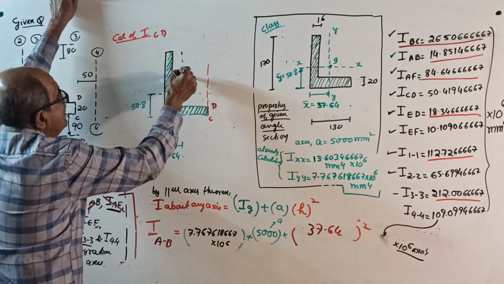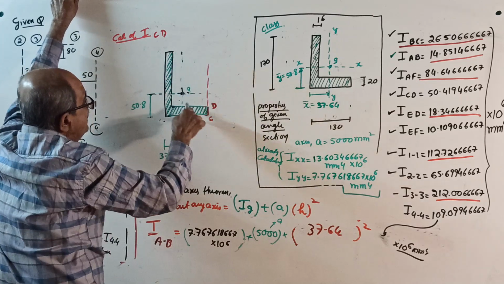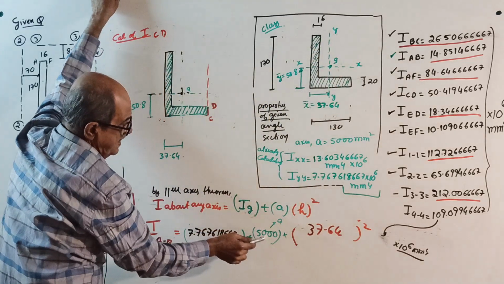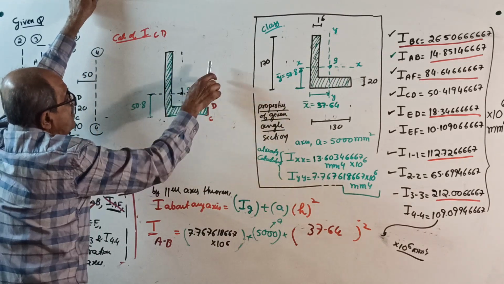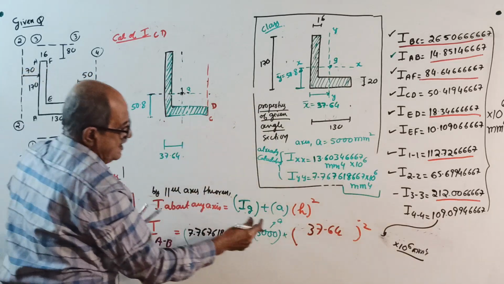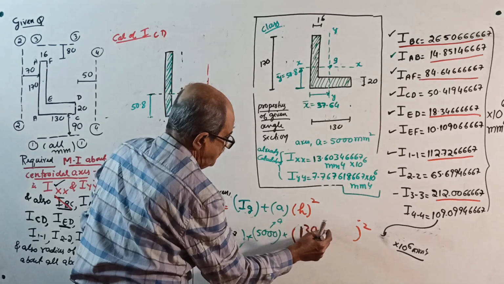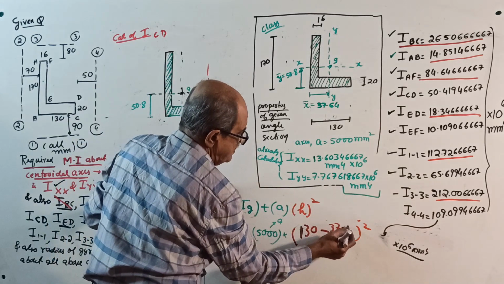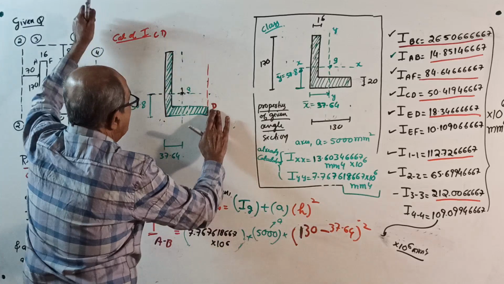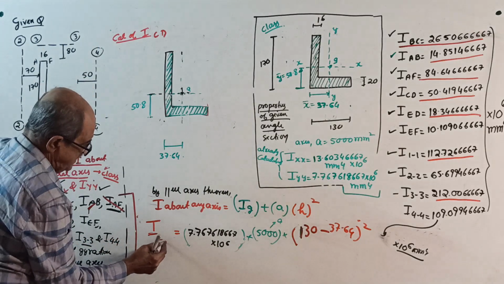First, I about its own centroidal axis, parallel to CD. This moment of inertia is I about this axis, plus area into the distance from centroid to CD, squared, that is 130 minus 37.64 square. This value will come. Then after CD, I forgot to change here, CD. You should not bother, CD is already over.